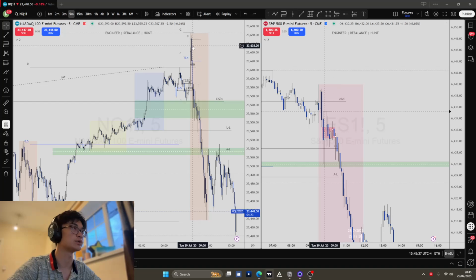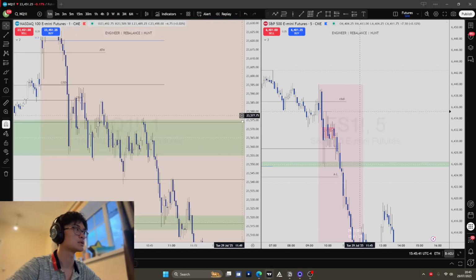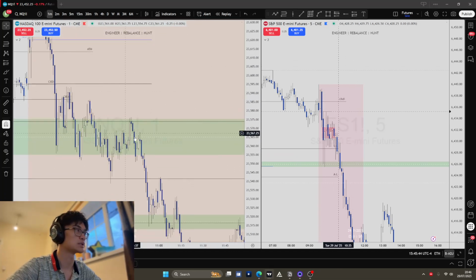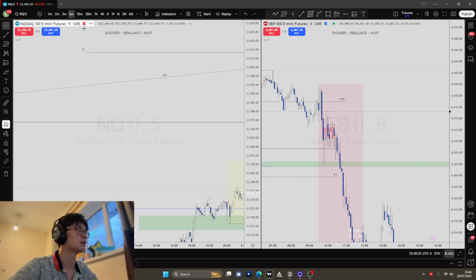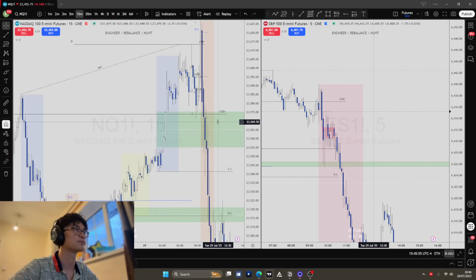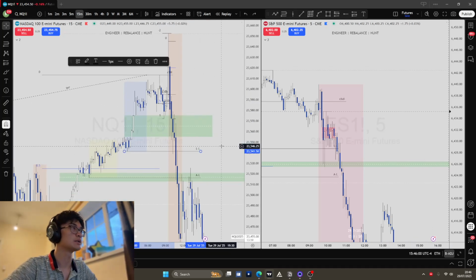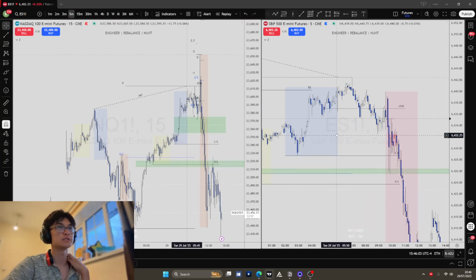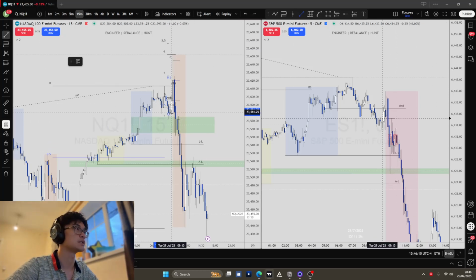I was looking for shorts as well, but we never ended up getting a 1-minute entry. So here we basically just chopped. We do have an entry here, but I don't think we have a high time frame PD array. Let's take a look. No, we don't. No high time frame PD array. I don't really want to take that. Maybe this 15-minute change.